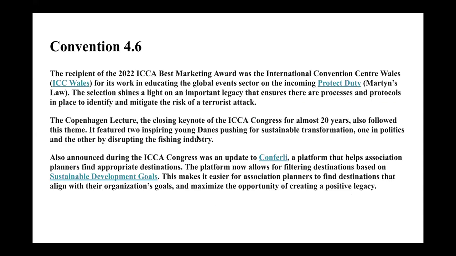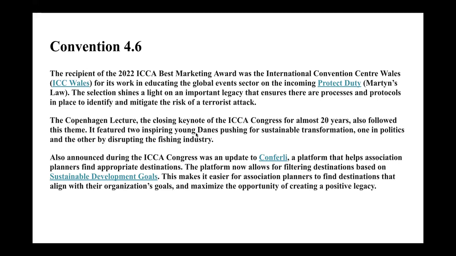Also, the marketing award was for the international convention. When it comes to focusing on the international convention, we can see lots of activities, for example working on education or global events here. Also, the selection shines a light on an important legacy, ensuring that processes or protocols are in place to identify and mitigate the risk of terrorist attack, meaning that we have to see what is happening next, and the convention might change from time to time. So this is something we have to follow up on or catch up with together.